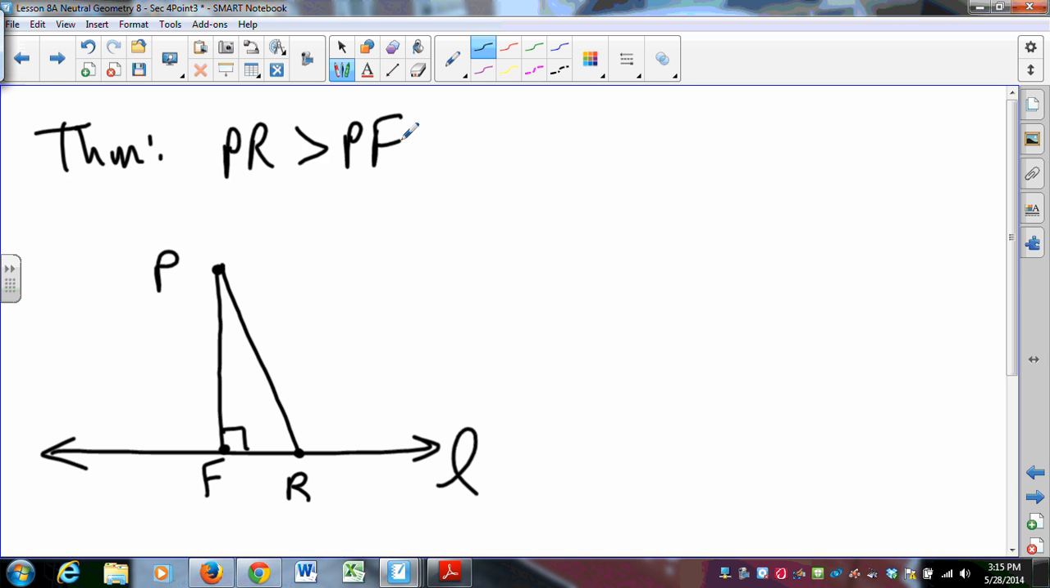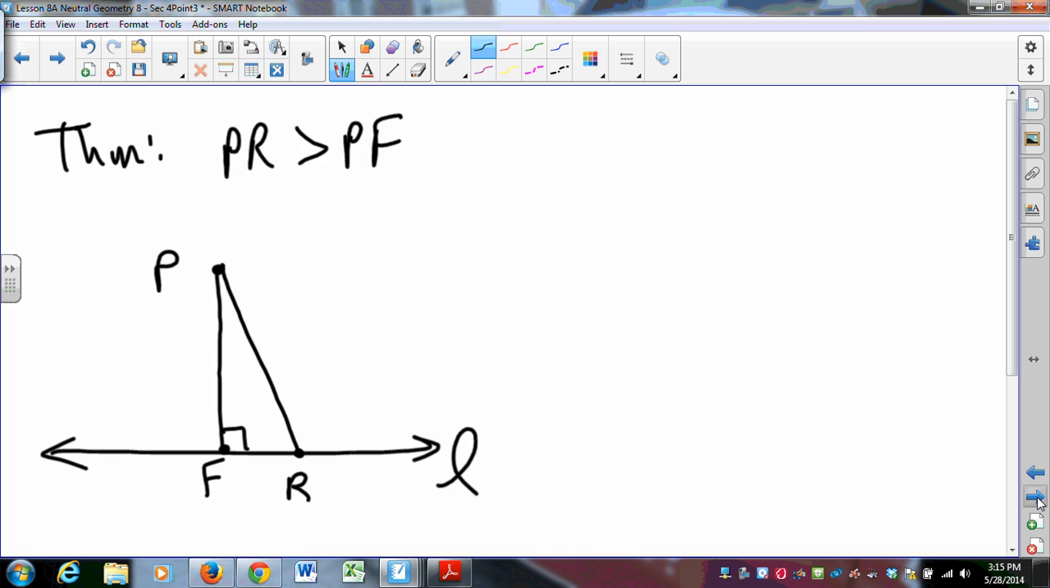This is something you will prove when we get to class. It's not a hard proof, but you will prove it when we get to class. And there's a very interesting consequence of this theorem. This establishes that the shortest distance between a point and a line is along a perpendicular. And if the shortest distance between a point and a line is along the perpendicular, we just say that the distance from a point to a line is the distance along the perpendicular. It's a very nice thing to have handy.